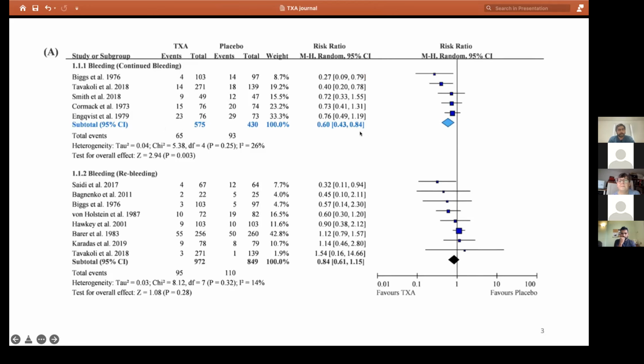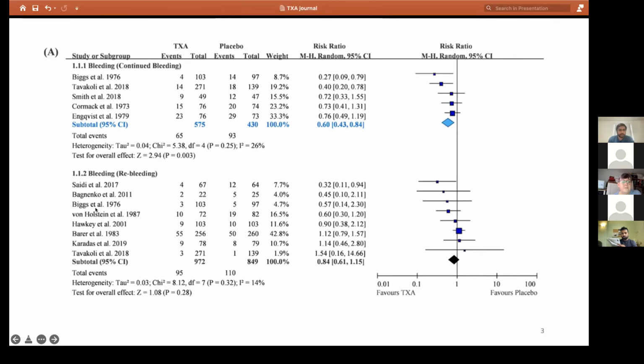This revealed a risk reduction of 40%. So 1 minus 0.6 is 0.4, so one would consider it a 40% risk reduction in continued bleeding. The p-value for the overall effect was 0.003, which is good for the study, and it shows the result was quite significant, with 40%.